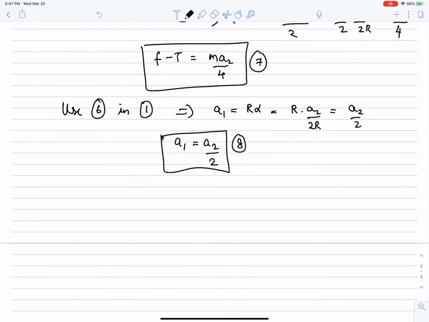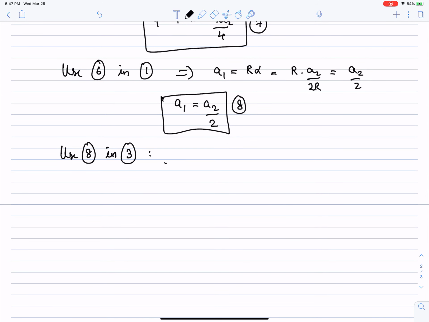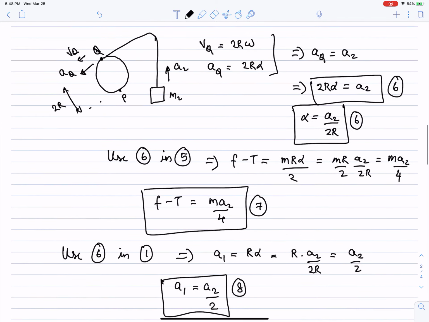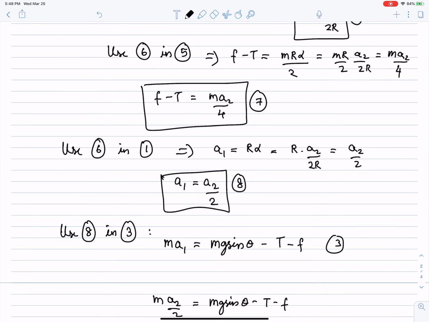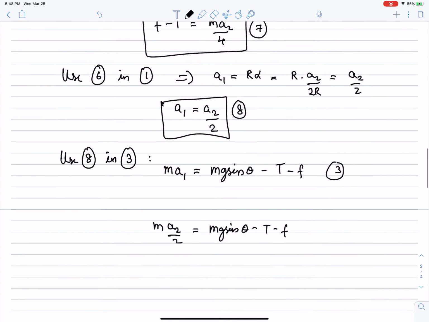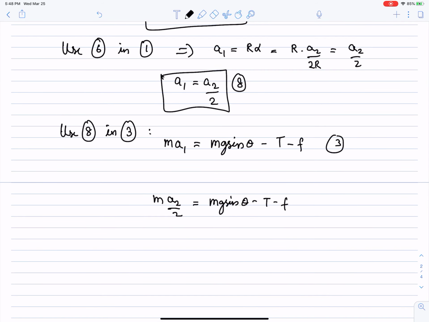Let's use 8 in equation 3. Let's rewrite what 3 is. 3 is M A1 equals mg sine theta minus T minus F. So we have M A2 by 2, by using this relationship, equals mg sine theta minus T minus F. Let's call that equation number 9.